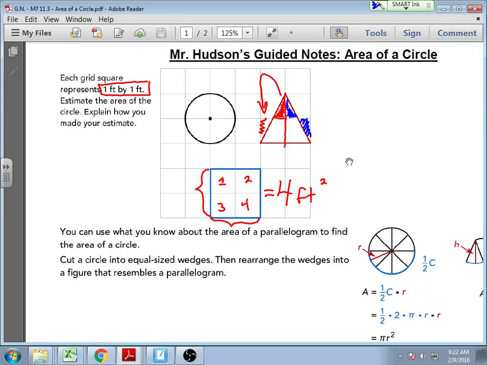So what would be the actual area of that triangle? Isaiah? 2. Because it would take up 2 full blocks. So that would be 2 feet squared. Now, can we do that with the circle? No. The circle is really annoying. Circles are round.